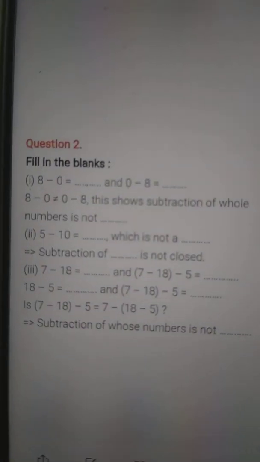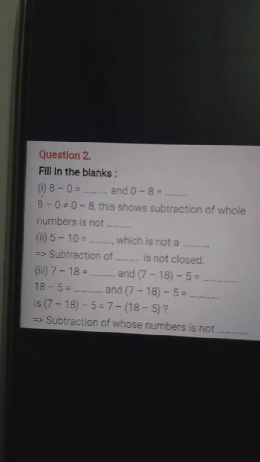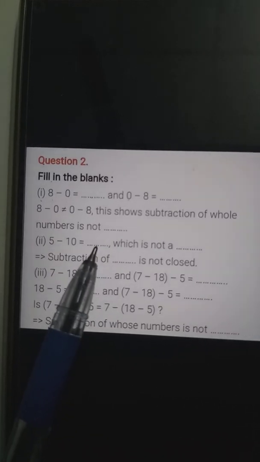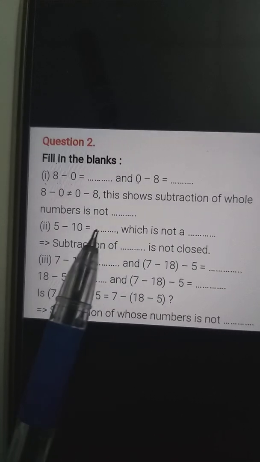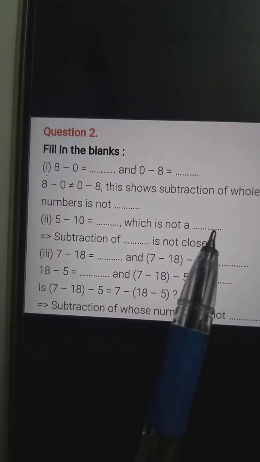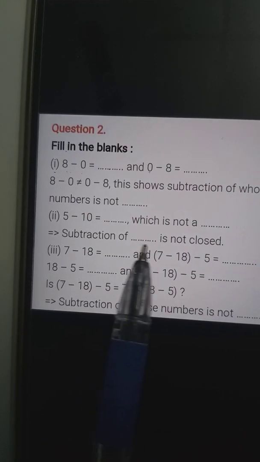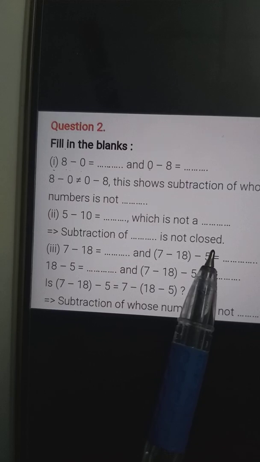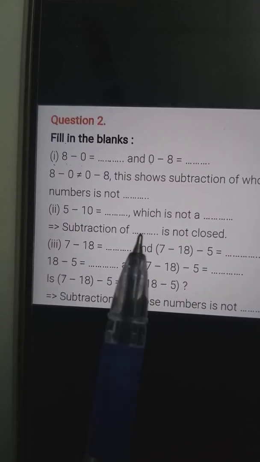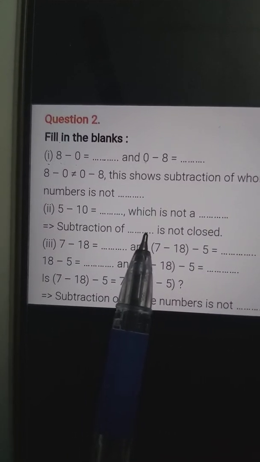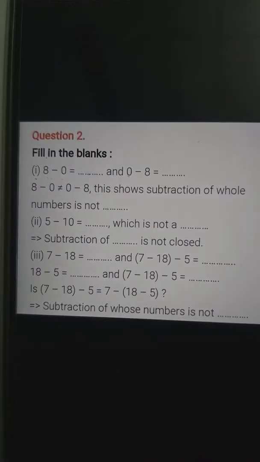Next question. 5 minus 10 is equal to minus 5. Here you will write minus 5. Minus 5 is not a whole number. So here you will write minus 5 and this side whole number. Subtraction of whole numbers is not closed. So in both the blanks you will write whole number. And here, subtraction of whole numbers is not closed.